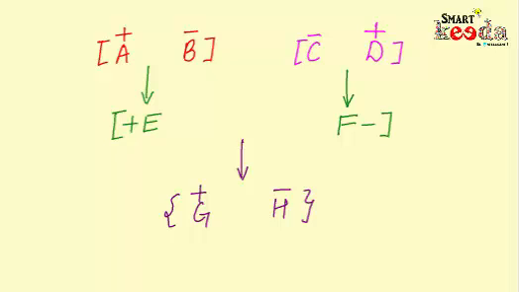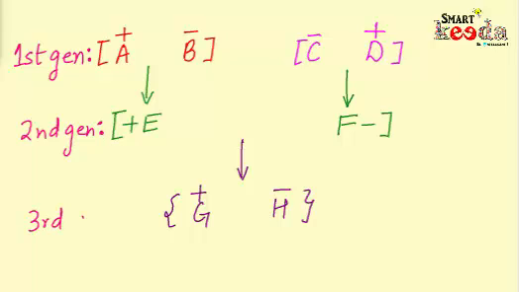The couples A and B and C and D belong to first generation. The couple E and F belongs to second generation, and the siblings G and H belong to third generation. In the first generation, we have two married couples. On the left, we have A and B, where A is the husband and B is the wife. And on the right, we have second couple C and D, where C is the wife and D is the husband.